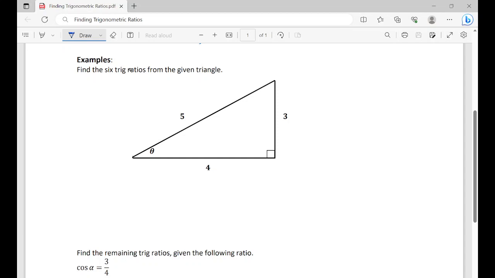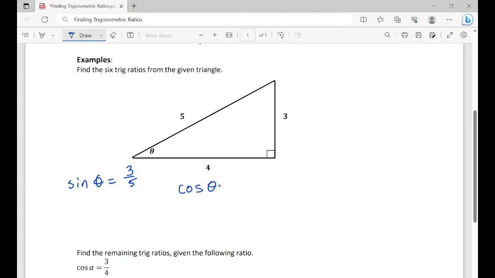So we're going to find the 6 trig ratios from this given triangle, and this is where theta is located. The first one I'm going to find is sine of theta. And sine is just opposite divided by hypotenuse. So this is going to be 3 over 5. And that's the end.